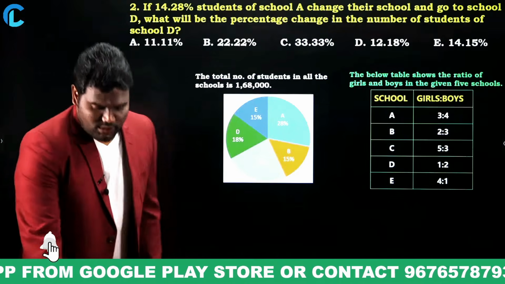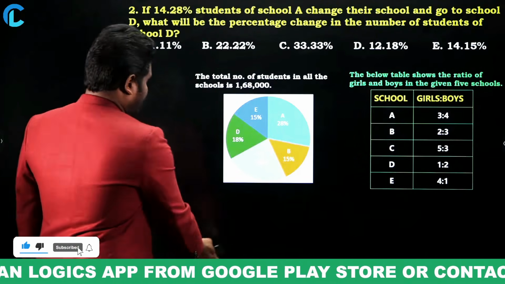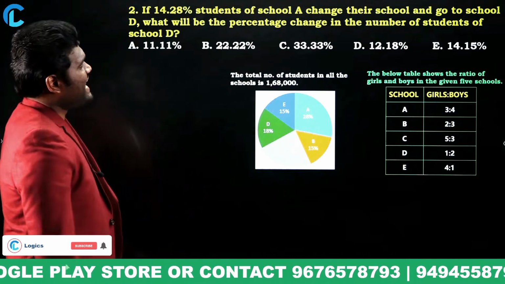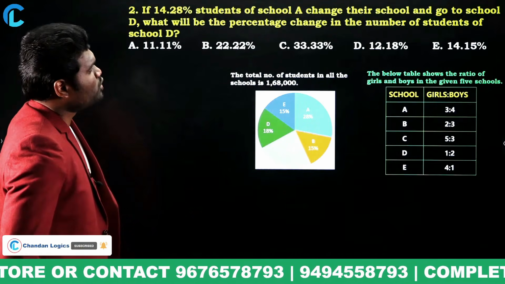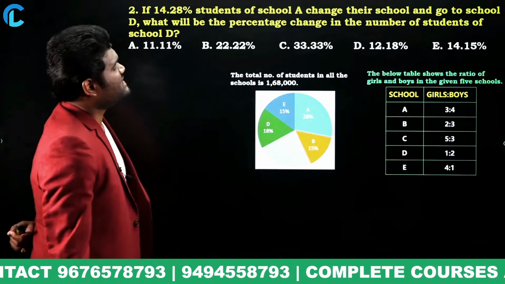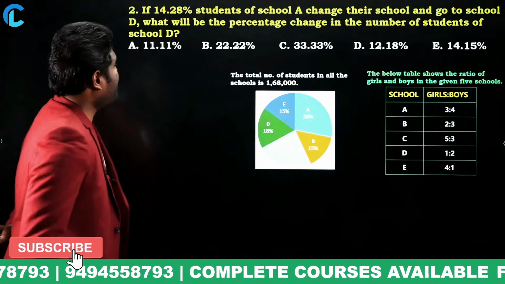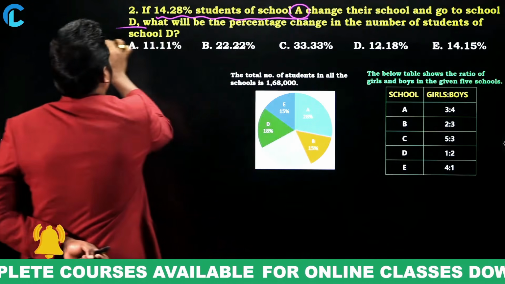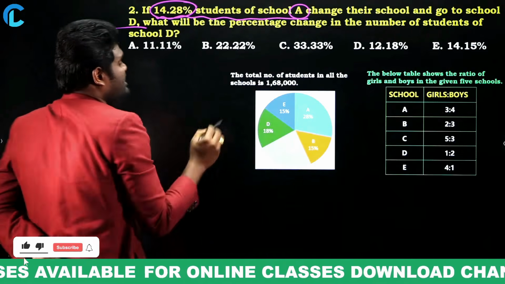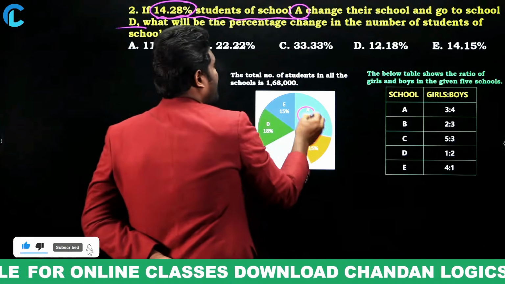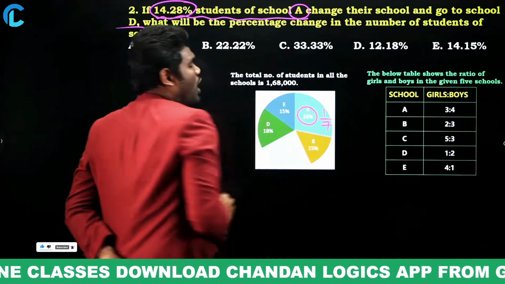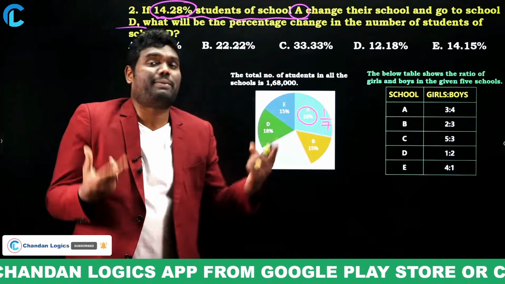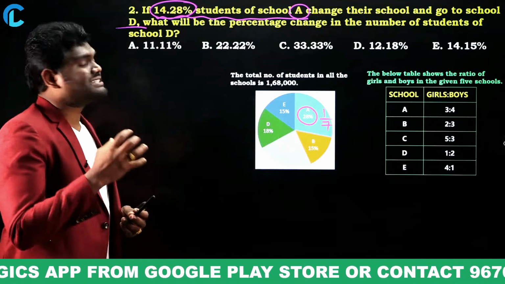Next question. If 14.28% of students of school A change their school and go to school D, what will be the percentage change in the number of students in school D? Now what happened? 14.28% of students from school A go to school D. 14.28% in terms of fraction is 1/7. Yes or no? Now 1/7 of school A means, in 28%, 1/7 means how much? 4%. Yes or no? So 4% of students.